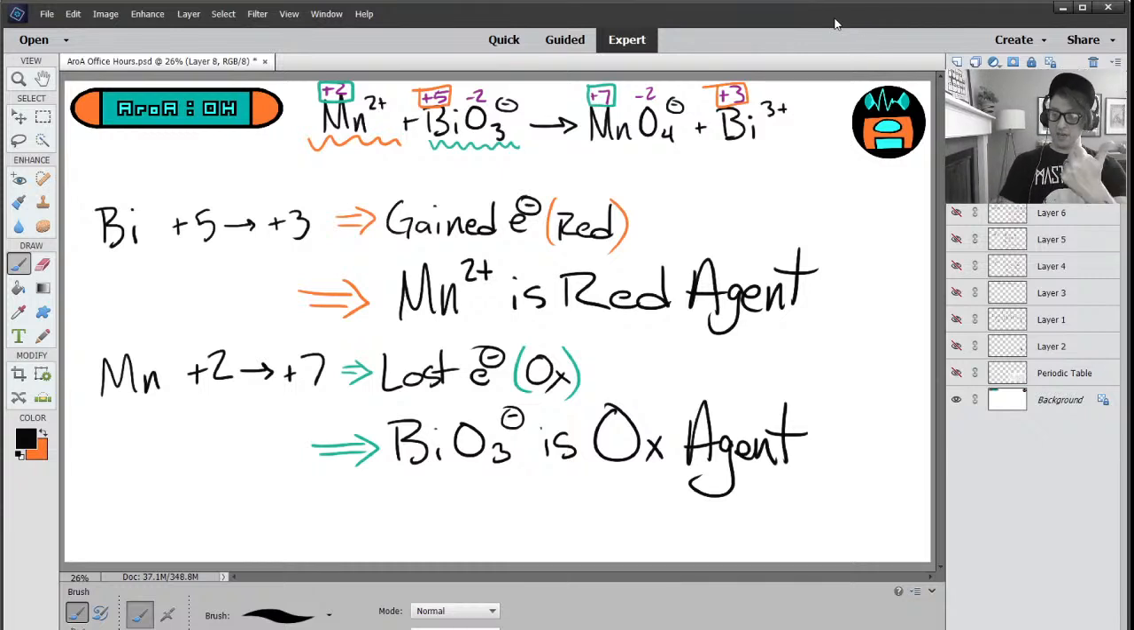First, you assign all oxidation states, find which elements have changing oxidation states, and then for bismuth, we identified that it is being reduced and asked what reacts with bismuth to cause the reduction, Mn2. We saw that manganese is being oxidized. We asked what is reacting with manganese to cause that oxidation, and the answer is BiO3 minus, and that is our oxidizing agent.